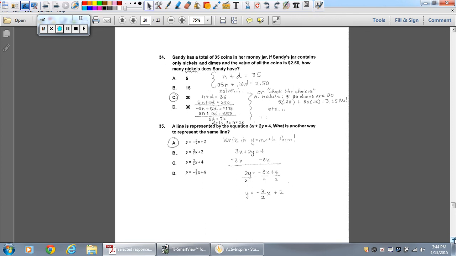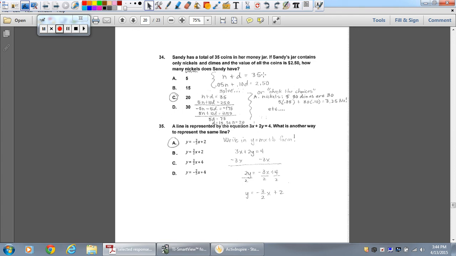Number 34. Most students got this one correct, so I'll let you just reread it. Chances are you probably did the check-the-choices way of doing this, just trial and error. How many nickels do we have? So 5 nickels, and you would have 30 dimes, and then multiply that out and see if you get the correct amount. I did that one. That was 325, but we wanted 250. Trial and error is probably a great way to do this problem.